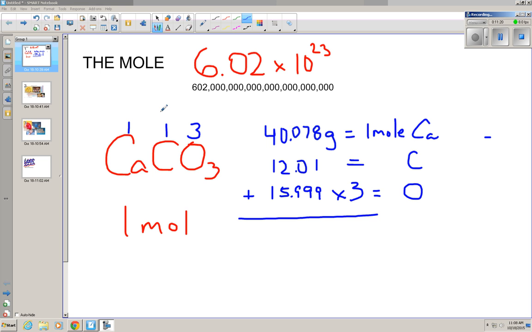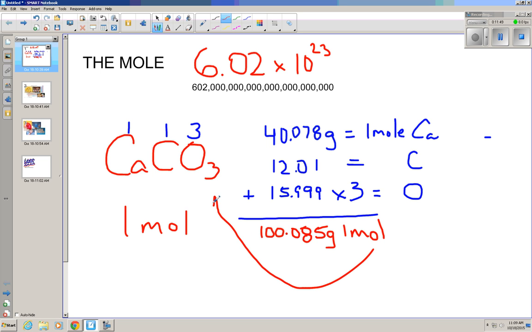And if you're still playing along at home, you add those 3 numbers up, you get 100.078, assuming I did that calculation correctly. Actually, I got a different number. I don't know what I was thinking. It's 100.085. All right. So that is going to be how heavy 1 mole, that's in grams, by the way. That's how heavy 1 mole of this stuff is going to be. 1 mole of calcium carbonate is going to be 100.085 grams. And I can do this for any substance on the periodic table. All I need to know is how heavy 1 mole of that material is going to be.